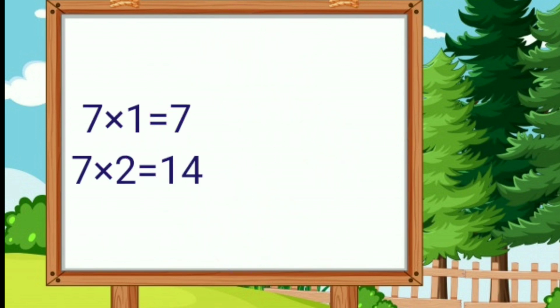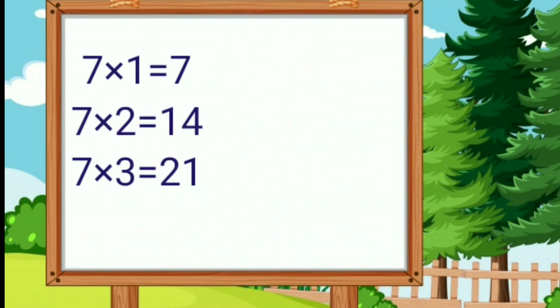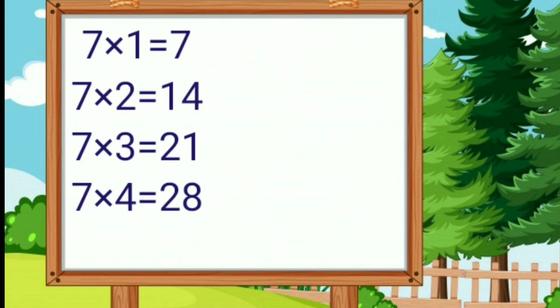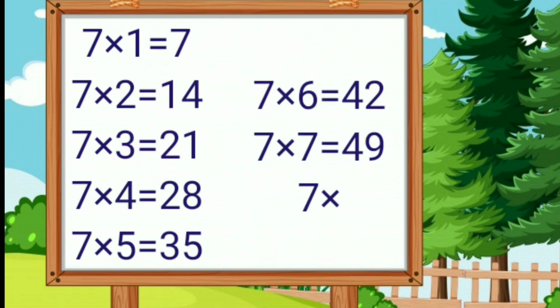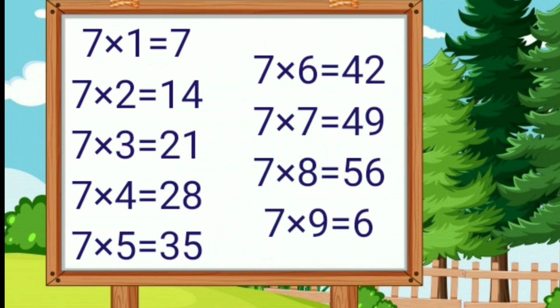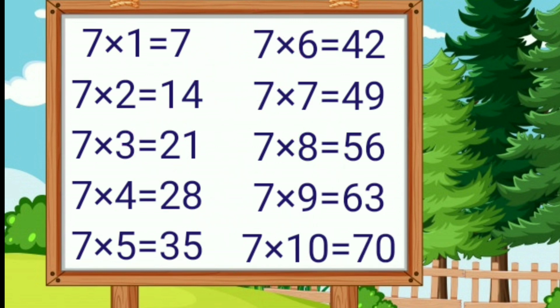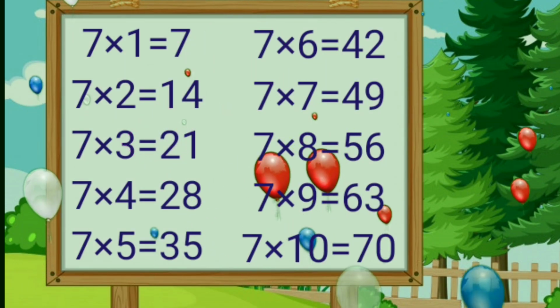7 ones are 7. 7 twos are 14. 7 threes are 21. 7 fours are 28. 7 fives are 35. 7 sixes are 42. 7 sevens are 49. 7 eights are 56. 7 nines are 63. 7 tens are 70.